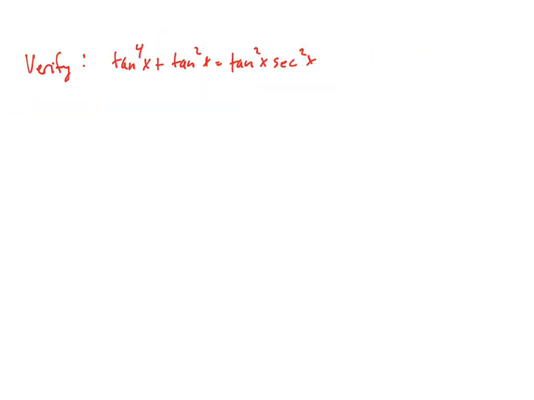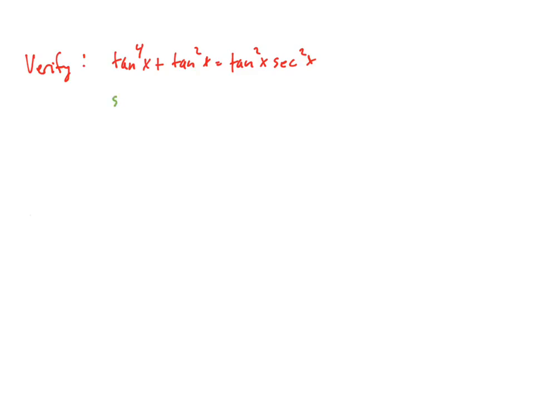Alright, so last example here. We want to verify that this is an identity: tangent to the fourth of x plus tangent squared of x is equal to tangent squared of x times secant squared of x. I'm actually going to show two different ways that we could verify this. So, the first way I'm going to do this, I'm going to turn everything into sine and cosine.